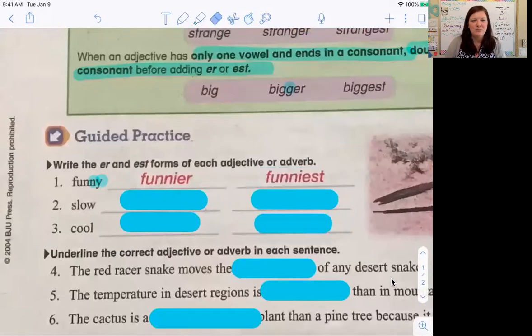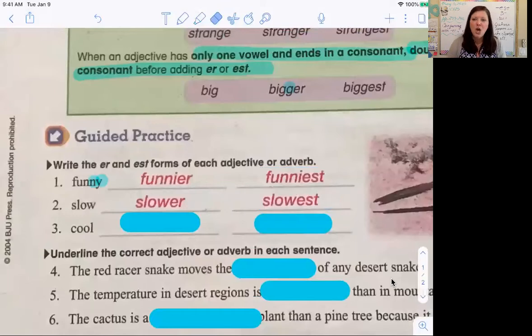Let's go to number 2. Slow. If we add ER to the end of that, it will be slower. Notice we did not have to double the W because slower is not its short vowel O sound. How about for the last one? Slowest. Add EST to the end.